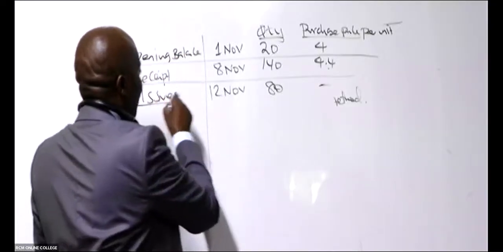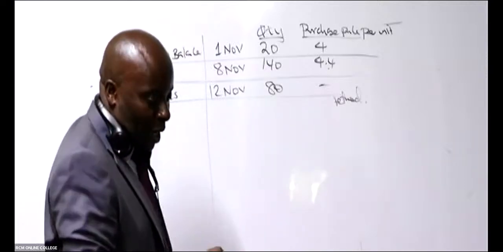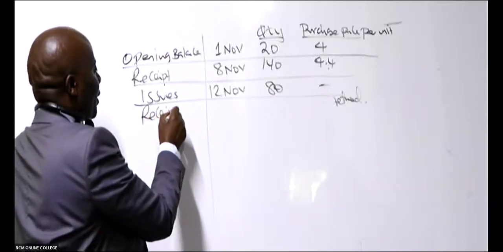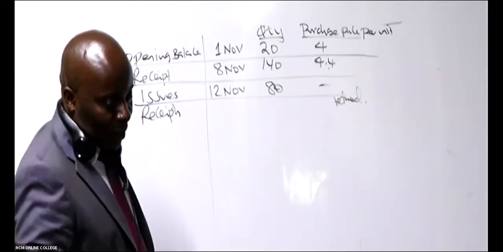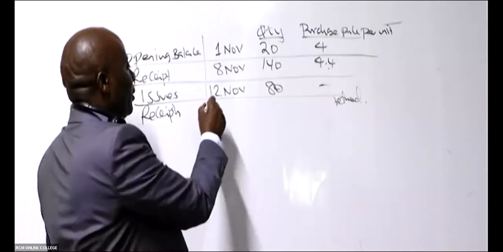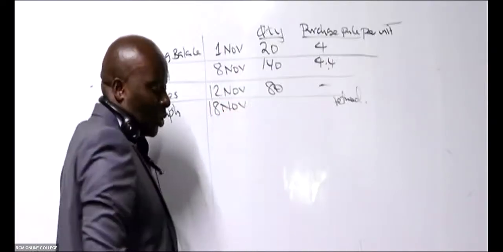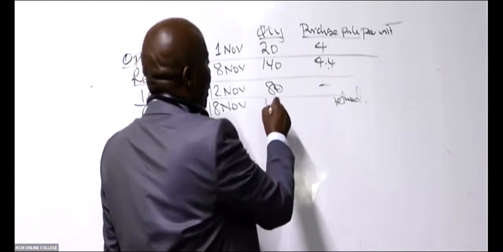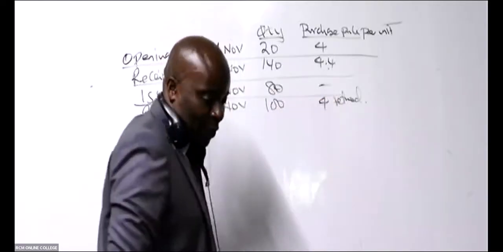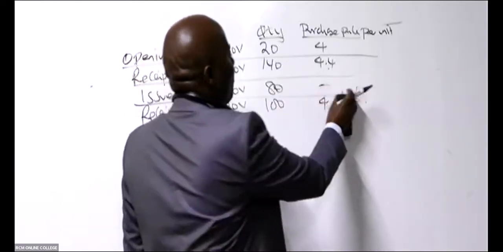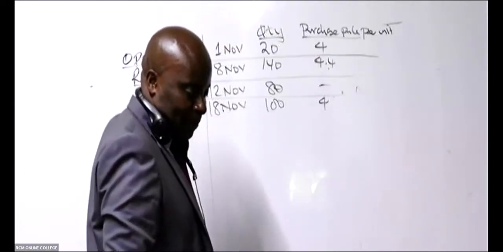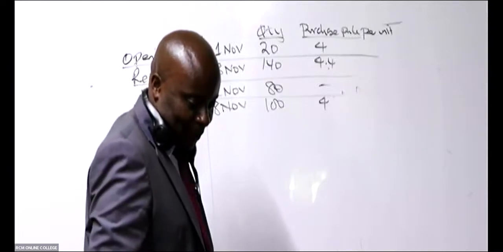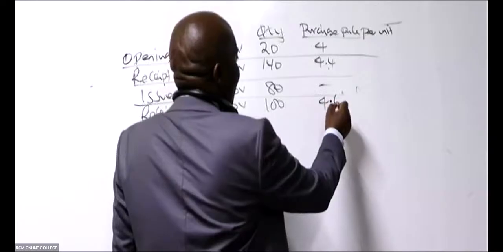We go to the next one. What do we have over here? Receipts. I can see 18th November. On this 18th November, we have 100 units. Because we received, we are procuring, and the figure is 4.6.